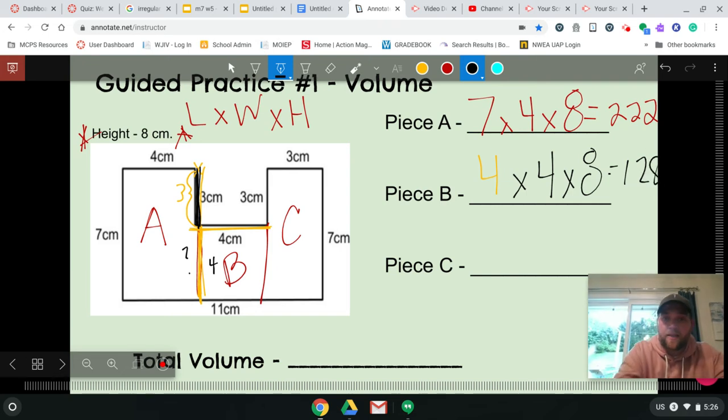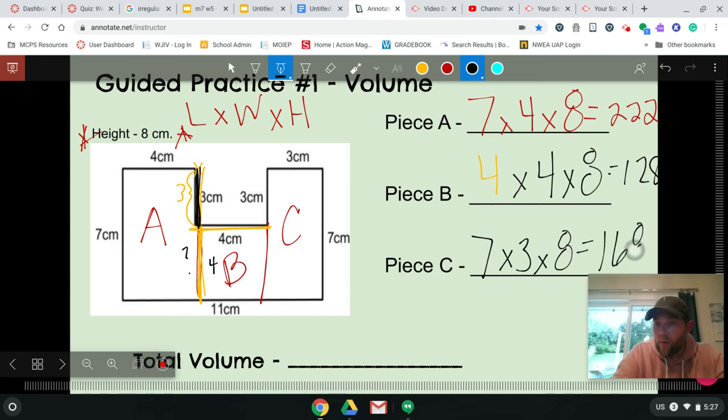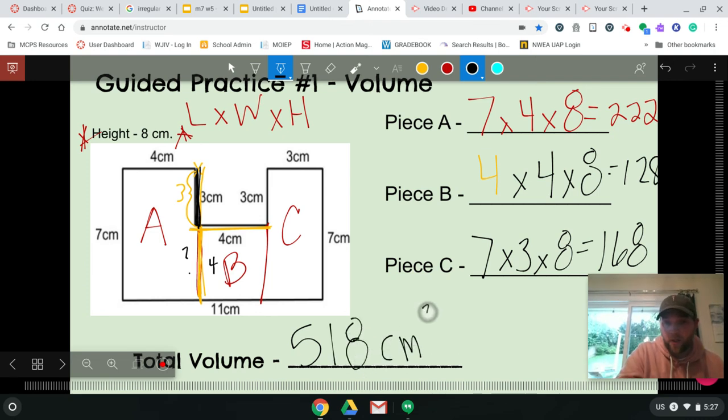And then finally, piece C, we're going to multiply our 7 times our 3 times our height of 8, and that gives us a total of 168. And again, we are finding the composite volume, or the total volume. So we're going to add 222, 128, and 168 to get the total. And when I add them all up, I get 518 centimeters. And because we're talking about volume, it's going to be cubed.